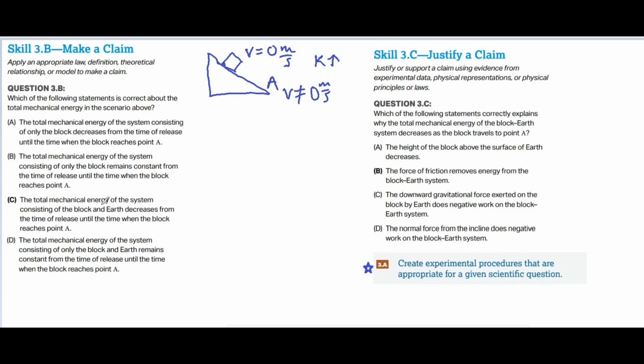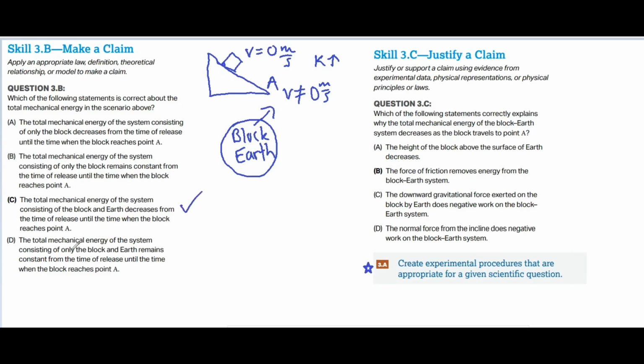Now we have the total mechanical energy of the system consisting of the block and Earth decreases from the time of release until the time when the block reaches point A. That one definitely sounds to be true because we have a certain system here, which includes the block and the Earth, and we know that overall it's losing energy because of the friction and thermal energy, and then some of that energy is leaving the system because it's going to the ramp itself. So that one definitely sounds correct.